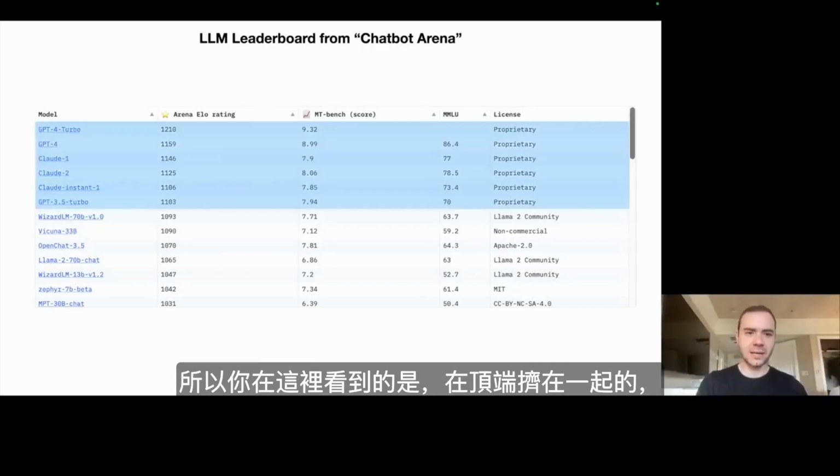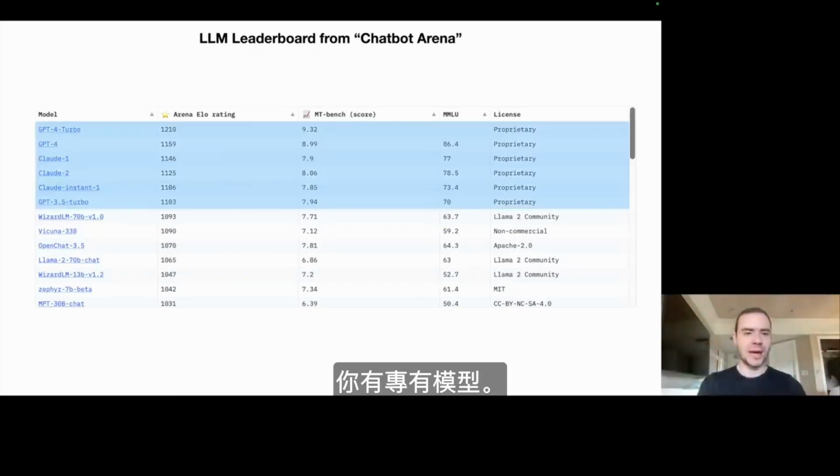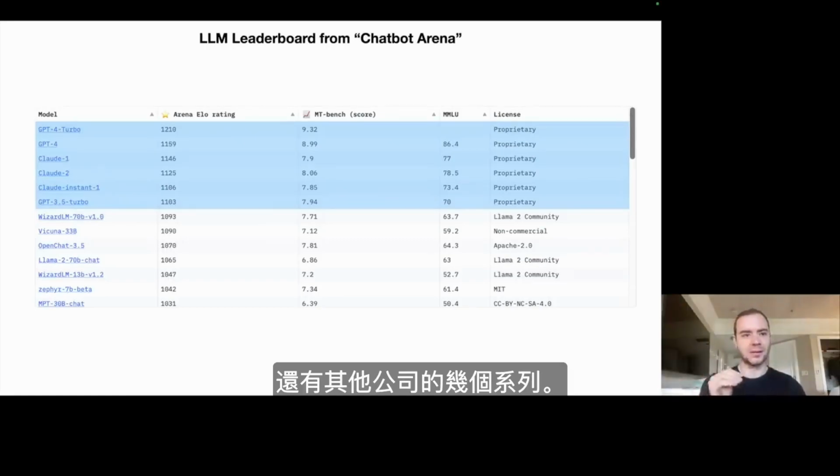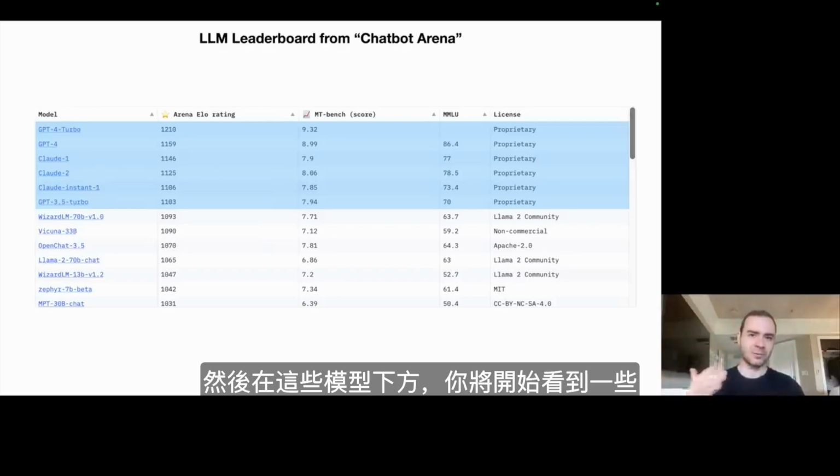So what you see here is that crowding up on the top, you have the proprietary models. These are closed models. You don't have access to the weights. They are usually behind a web interface. And this is the GPT series from OpenAI and the Claude series from Anthropic. And there's a few other series from other companies as well. So these are currently the best performing models.